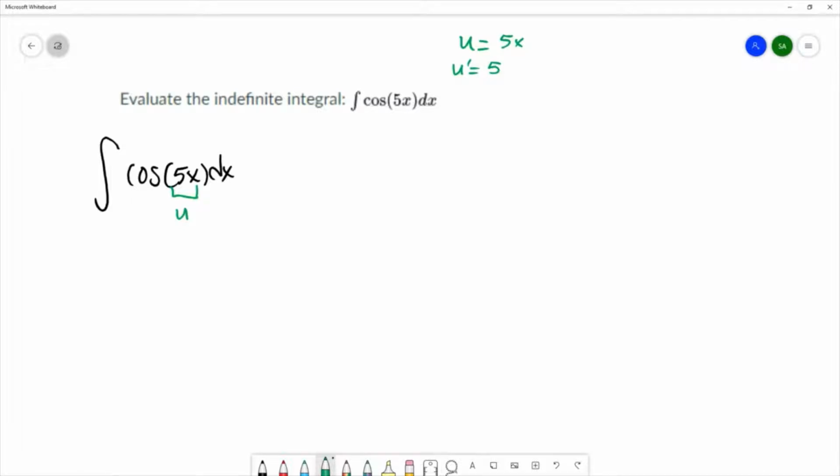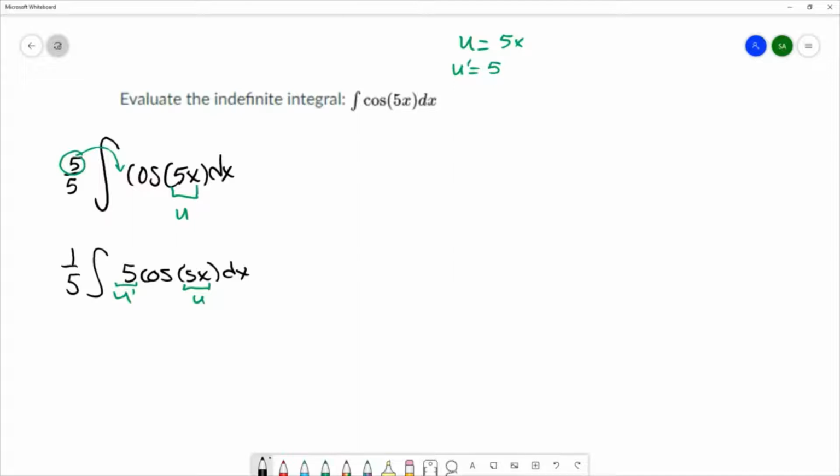So I'm missing that 5 multiplied by the cosine of 5x in this question. So what I would do is multiply by 5 over 5, bring in the 5 that I need, so now we have 1/5 the integral of 5 cosine of 5x dx. And now I have this u as well as the u prime, and I can use the composite antiderivative pattern.